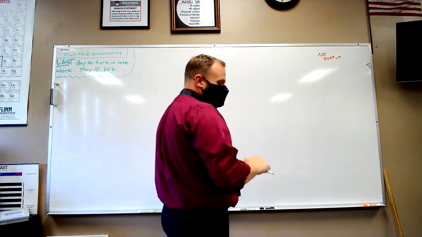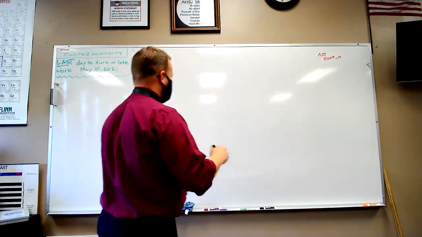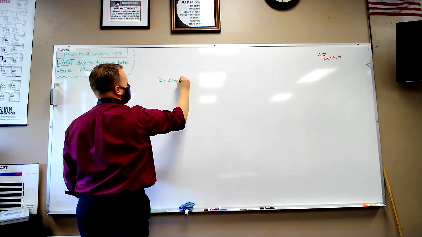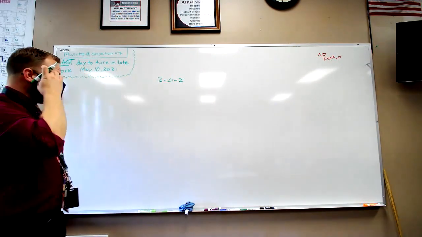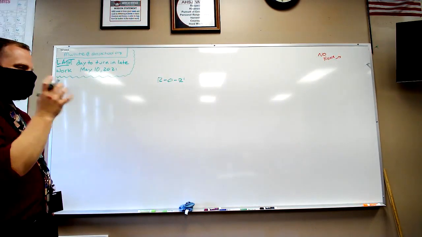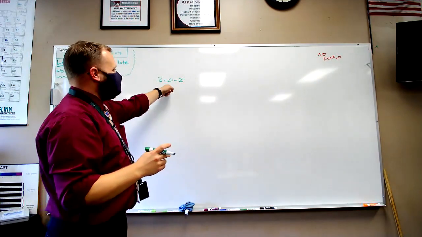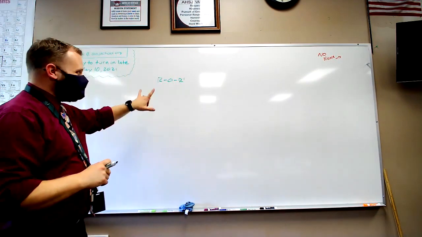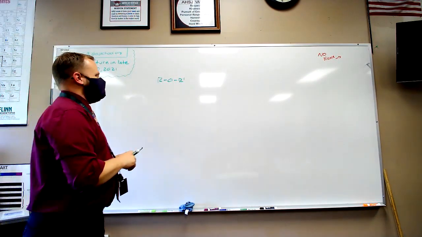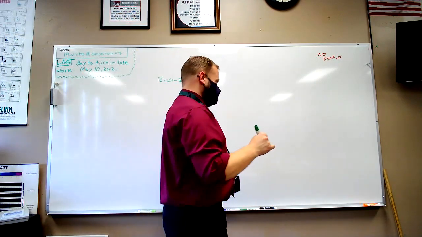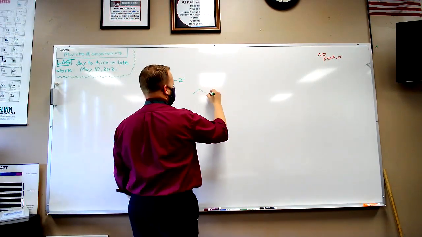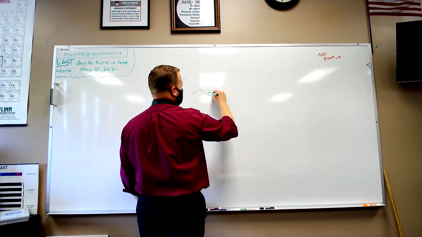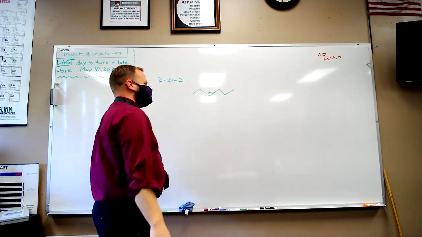Let's move to ethers. So our functional group looks like this. So this one we actually have two separate hydrocarbons. They're separated by an oxygen. Now we use R prime to indicate that they don't have to be identical. So we can have on one side, we'll just put 2 carbons there, and then put 3 on the other side.